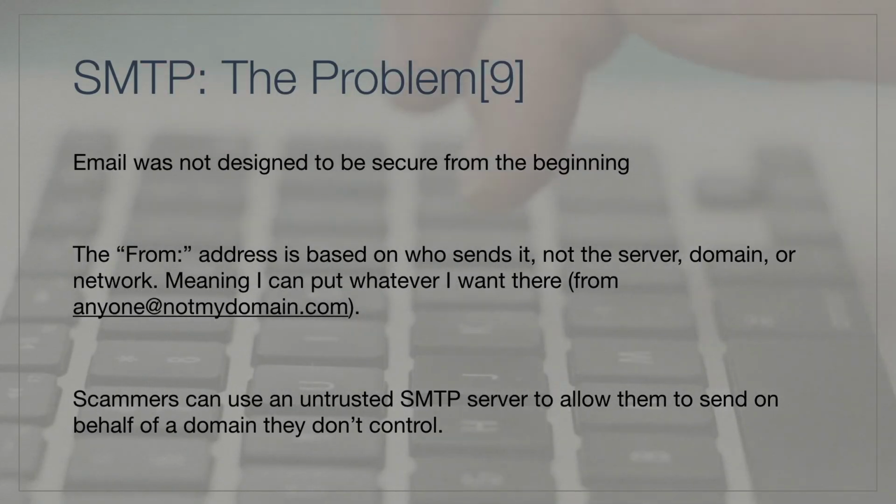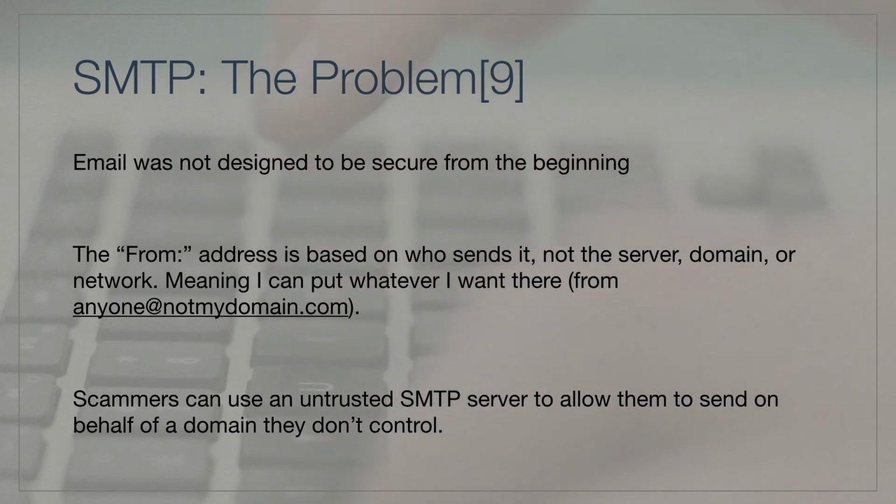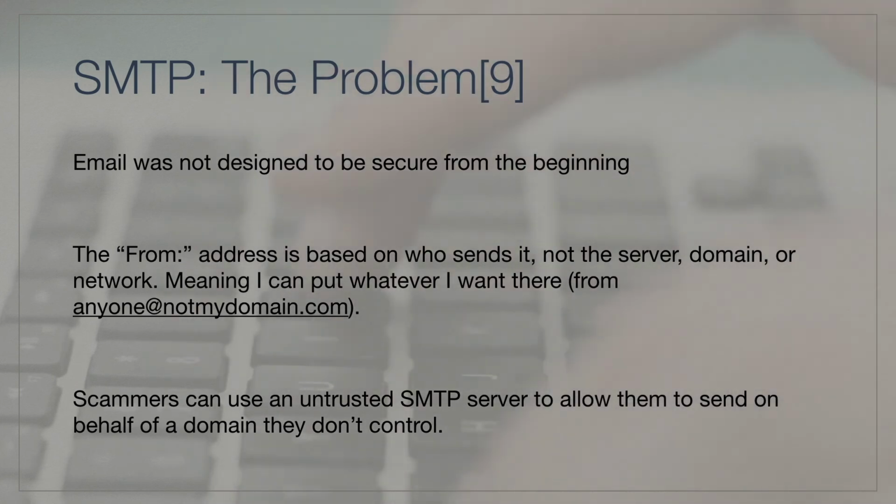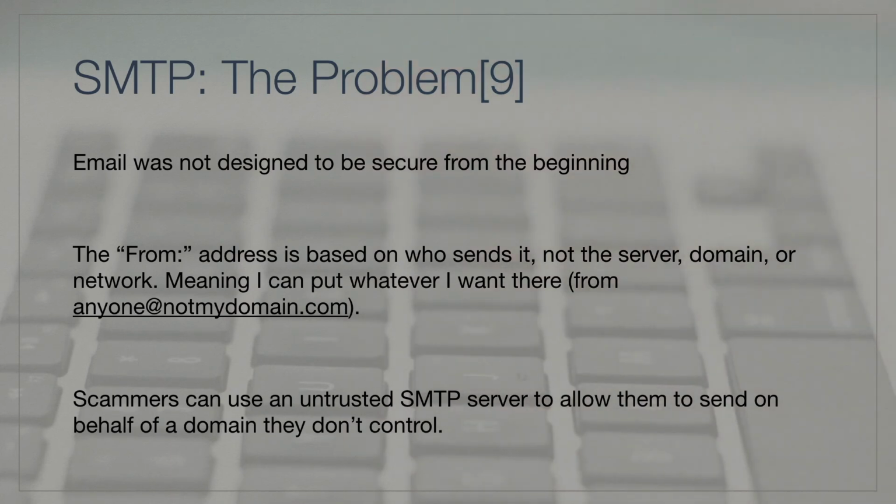The problem is that it's trivial for someone to set up or use an untrusted SMTP server to send on behalf of a domain they don't control. Setting up an SMTP server is very easy. The email from address is a lot like phone numbers. If you control your own system, you can use that system to spoof whatever number you want and make a call or an email to appear to come from someone that didn't originate it.